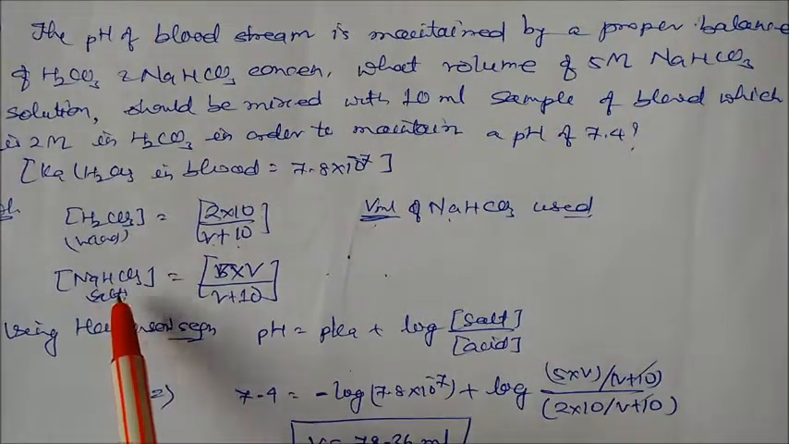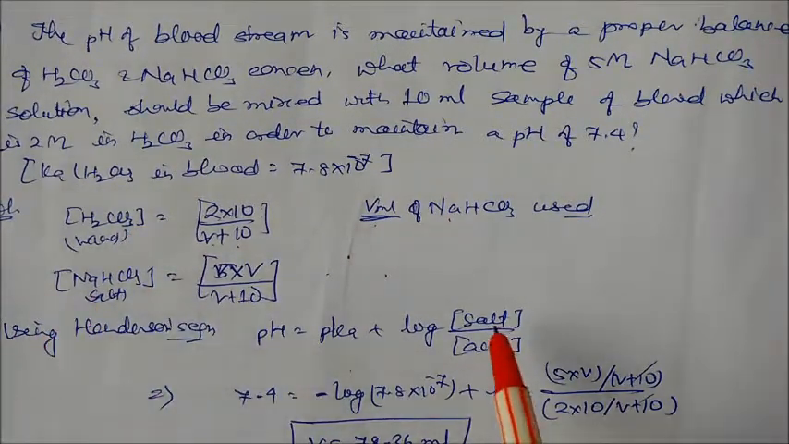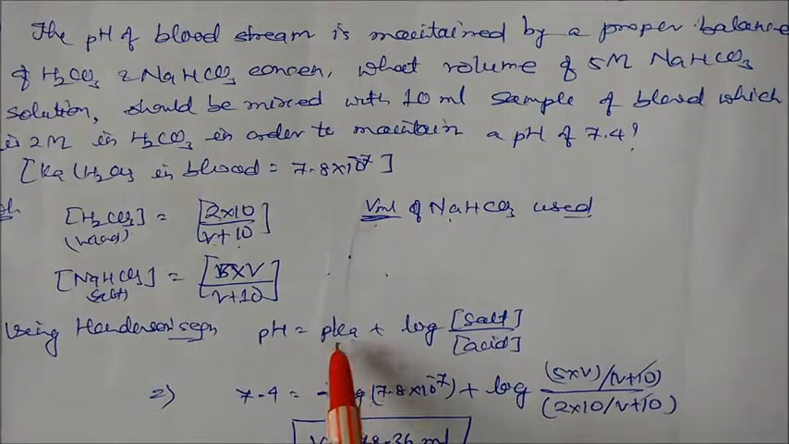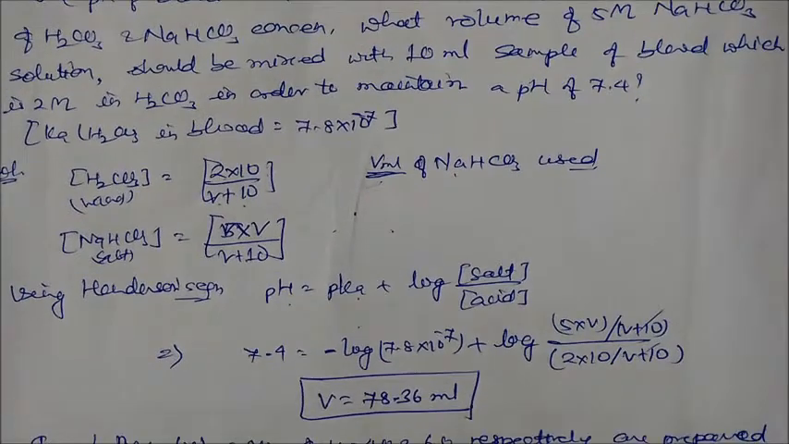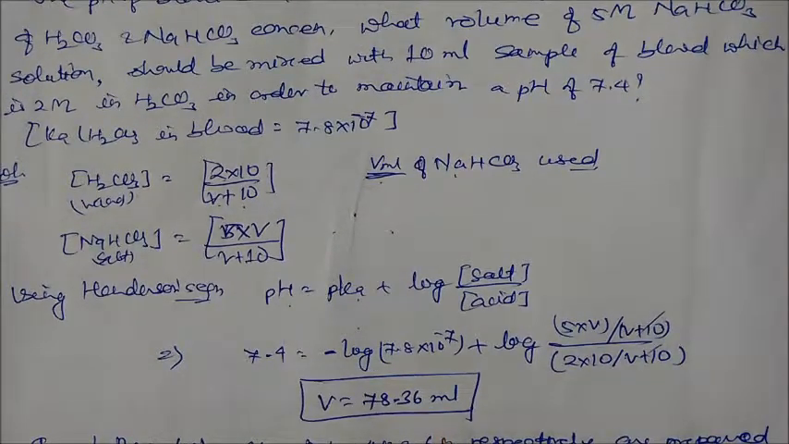The concentration of acid we know, the concentration of salt we also know. Now substitute the values, salt by acid. K we know, pH we know. So on solving, you will get the answer, 78.36.